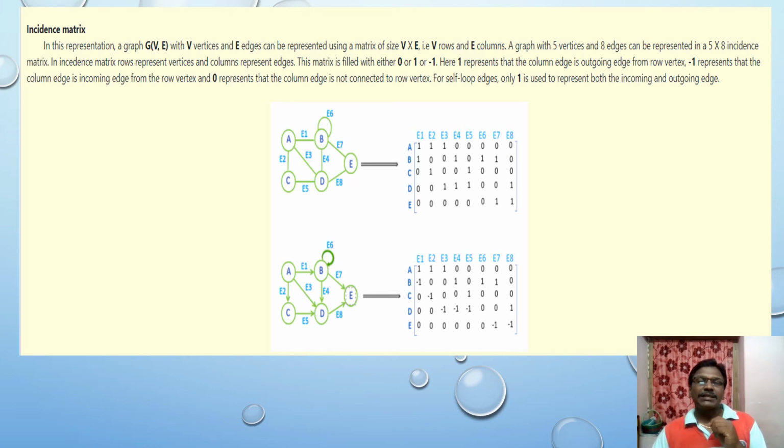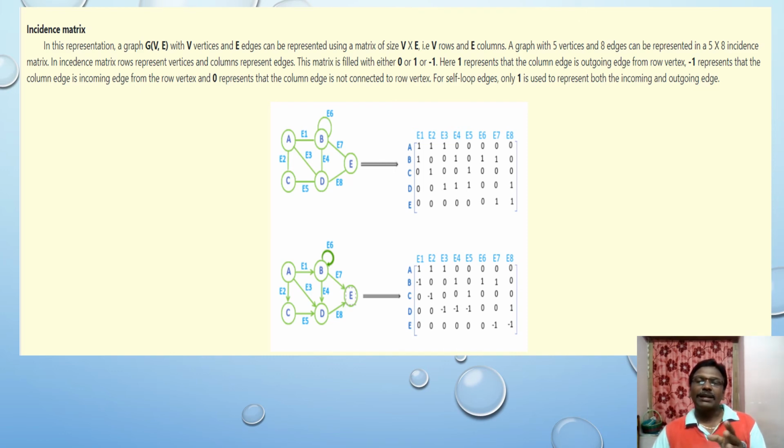Now C. C is connected to A and D, that is E2 and E5. So E2 and E5 are 1, and the remaining are all zeros. Then move to D. The D row is connected to E5, E3, E4 and E8. Those connected edges are 1, and the remaining are zeros. E is connected to E7 and E8 edges, both are 1, and the remaining are zeros. This is the way to represent the matrix.